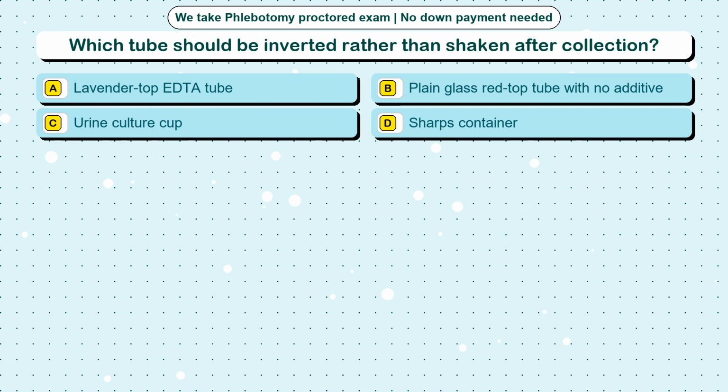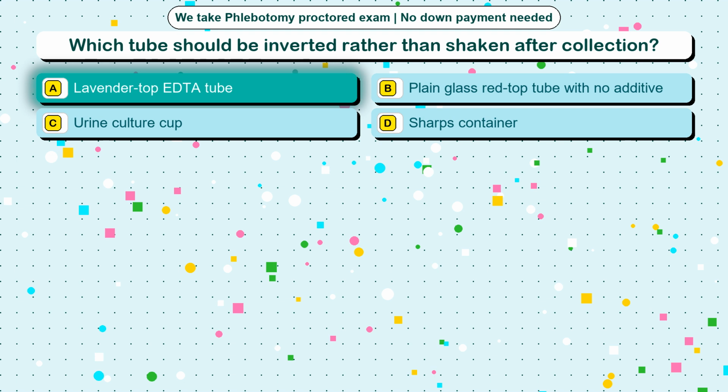Question 73. Which tube should be inverted rather than shaken after collection? Option A, lavender top EDTA tube. Option B, plain glass red top tube with no additive. Option C, urine culture cup. Option D, Sharps container. The correct answer is option A, lavender top EDTA tube.